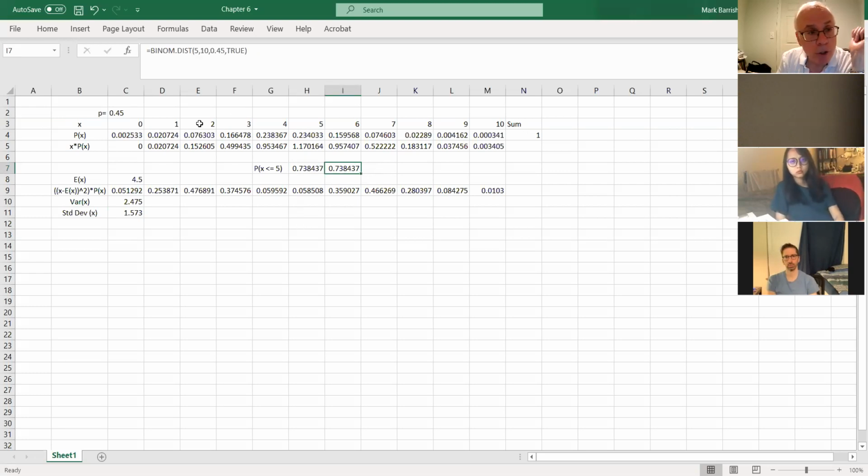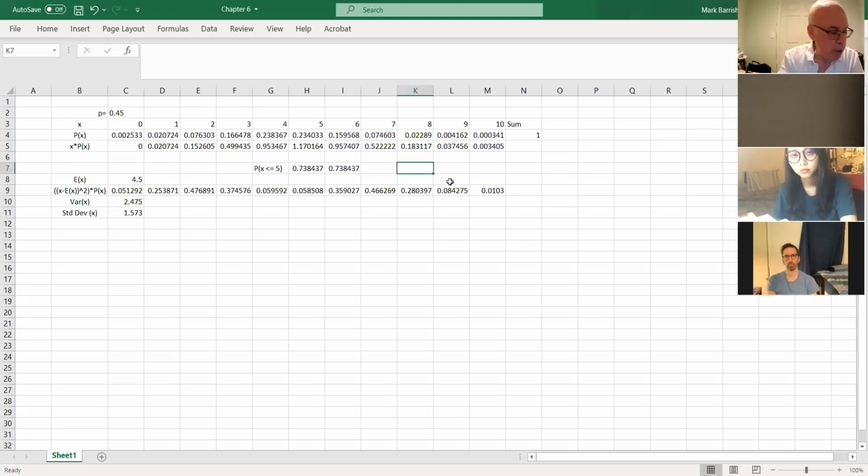the, say, true here. Now notice for each one of these individual probabilities, I put false in. You see false? That means I want a PDF. I want an individual probability. If I put true in here, then it'll give me the cumulative probability.